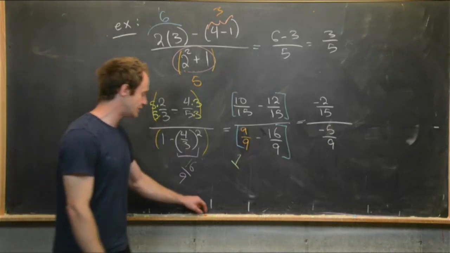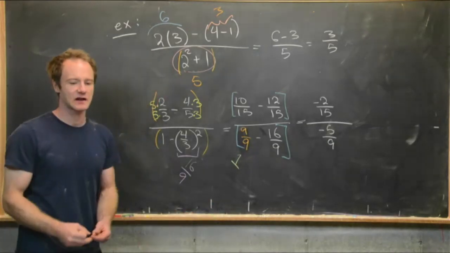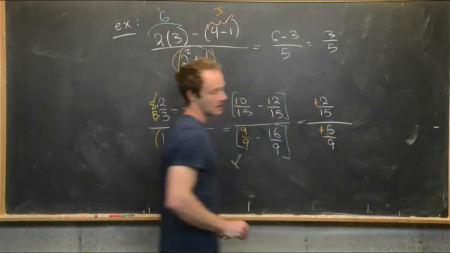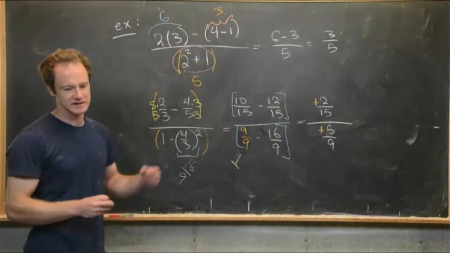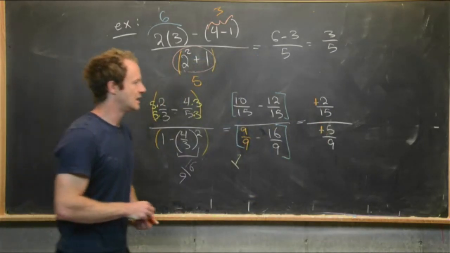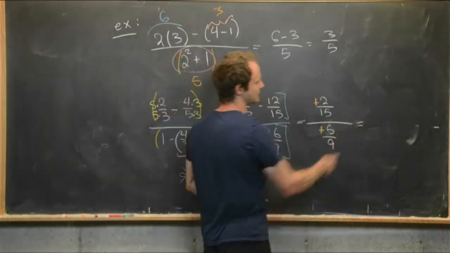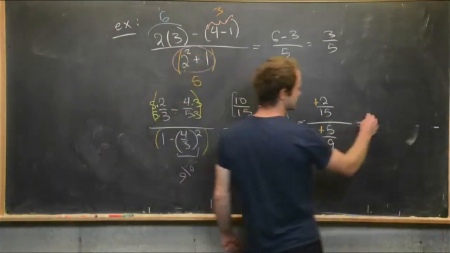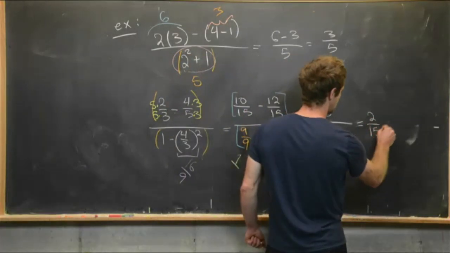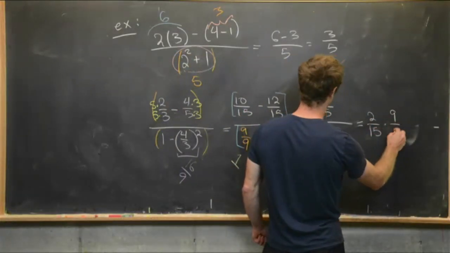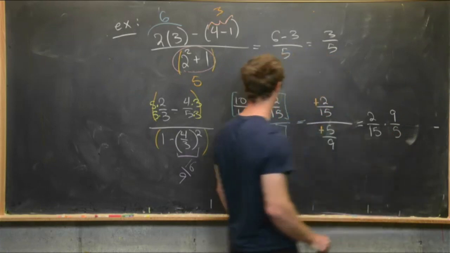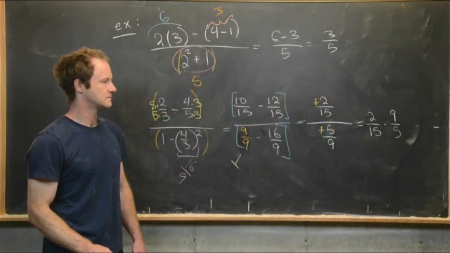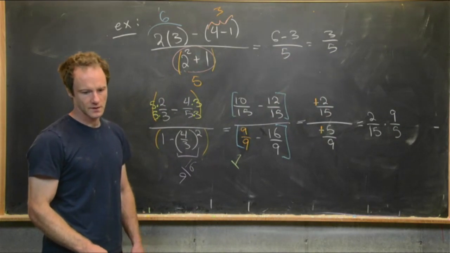Then the next thing that we can do is see that we've got a negative in the numerator and in the denominator, so we can take those and cancel them, right? 2 negatives make a positive. It doesn't matter if we're multiplying or dividing. And then we can use the fact that when you divide fractions, you have to multiply by the reciprocal. So that gives us 2 over 15 times 9 over 5. Is that right? Yeah, that's right. Good.